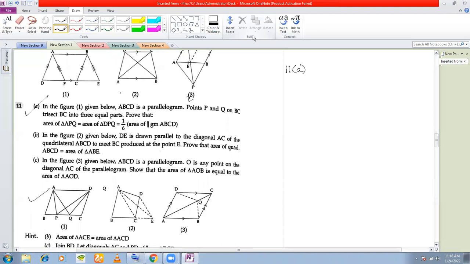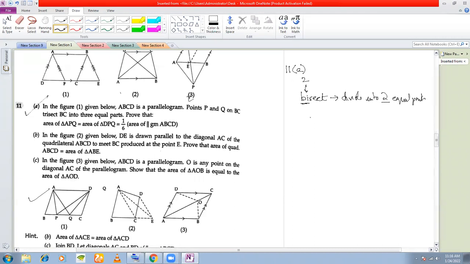Now, you know what bisect means? What do you mean by bisect? Bi in English means two, so divide into two equal parts. Yes, sir, into two equal parts. In this question, BP is equal to PQ is equal to QC. That is okay, but I'm asking you the meaning of bisect.